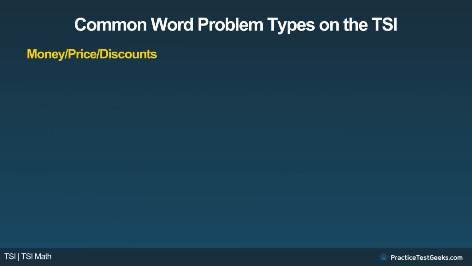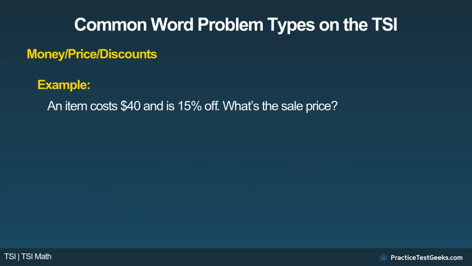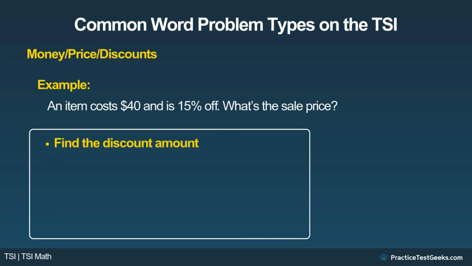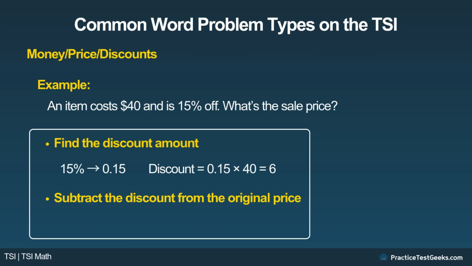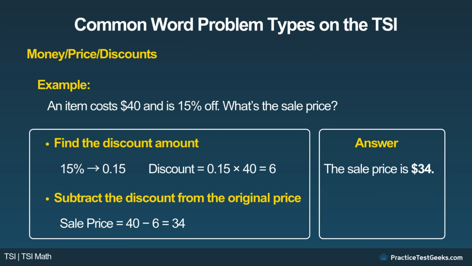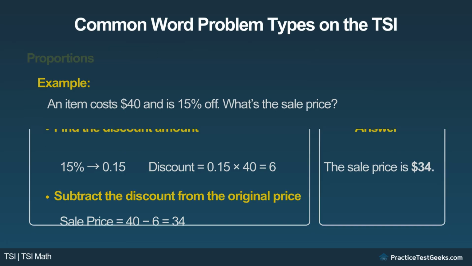Money, price discounts. Example. An item costs $40 and is 15% off. What's the sale price? Find the discount amount. Convert 15% to a decimal. Discount equals 0.15 times 40 equals 6. Subtract the discount from the original price. Sale price equals 40 minus 6 equals 34. Answer. The sale price is $34.